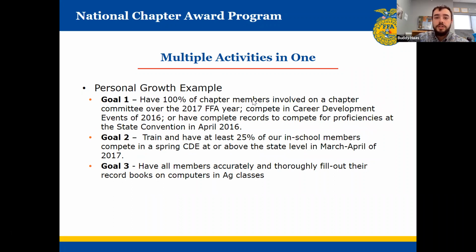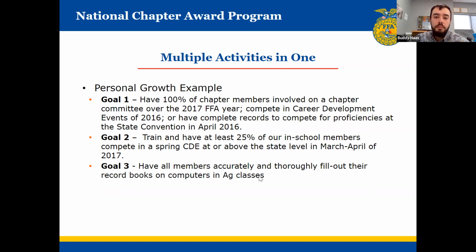Another example would be, here's one for personal growth. Have 100% of chapter members involved on a chapter committee over the 2017 FFA year, compete in a career development event in 2016, or have completed records, completing proficiencies at state convention in 2016. Train and have at least 25% of our school members compete in a spring CDE at or above the state level in March to April of 2017.